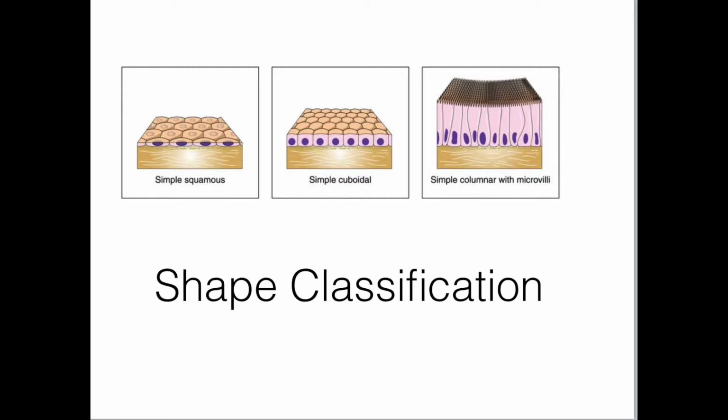Another way that epithelial cells can be classified is by their shape. Squamous is flat and irregularly shaped, while cuboidal cells have the same length and width, with their nucleus in the center of the cell. Columnar epithelial cells are longer than their width, and their nucleus sits near the basal surface of the cell.